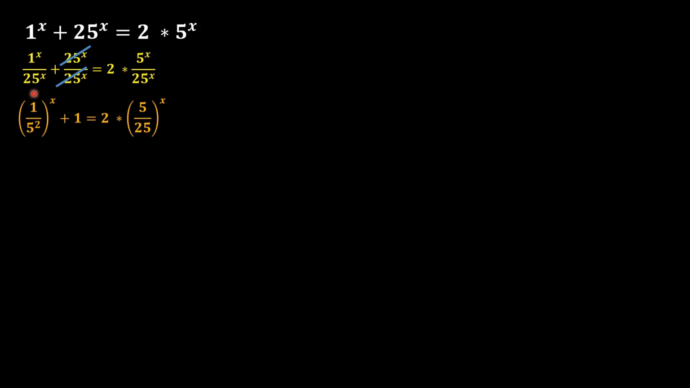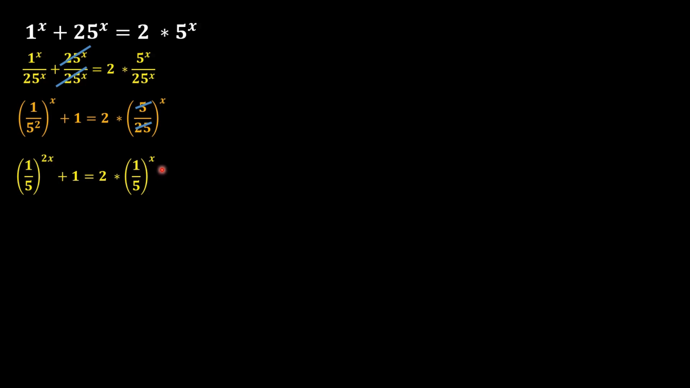Because this 25 can be written as 5 squared, and from the basic rule of algebra this whole value can be written as 1 over (5 squared) all to the power x. This 5 and 25 which have the power x can be written as 5 over 25 all to the power x. Now this 5 and 25 will cancel out together. As a result, we should get a new value as 1 over 5 all to the power 2x, because this square will multiply with this x from the basic rule of algebra. And after dividing both of these values, 5 and 25 can be written as 1 over 5 all to the power x.